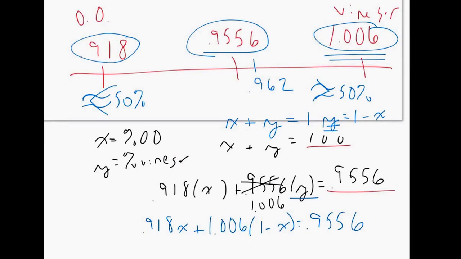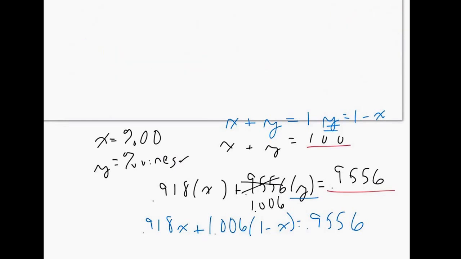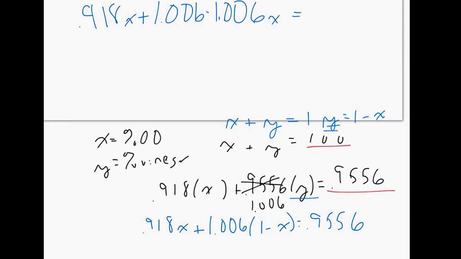If we take those factors out, I'm running out of space. All right, so now I'm going to factor this out. I made some room up here. I have 0.918x. That didn't change at all. Plus 1.006 minus 1.006x is equal to 0.9556. Okay, and then I can just go ahead and do like factors.